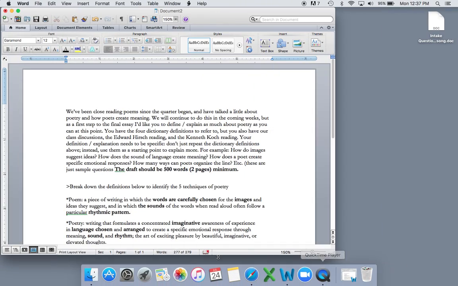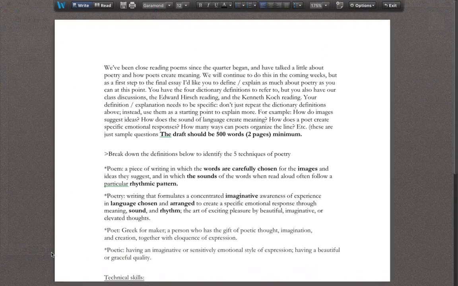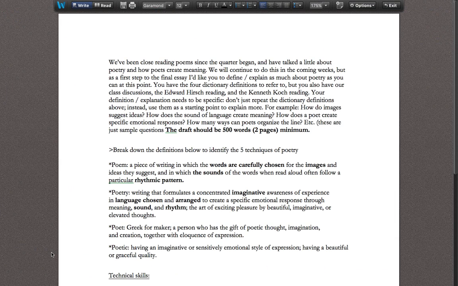So I'm going to pull up a document that we'll work off of and go from there. Let's see. Okay. So let's read the prompt once more, and that will springboard us into these definitions here. Exploratory Draft 1 says, we've been close reading poems since the quarter began and have talked a little bit about poetry and how poets create meaning. We will continue to do so in the coming weeks, but as a first step to the final essay, I'd like you to define and explain as much about poetry as you can at this point.